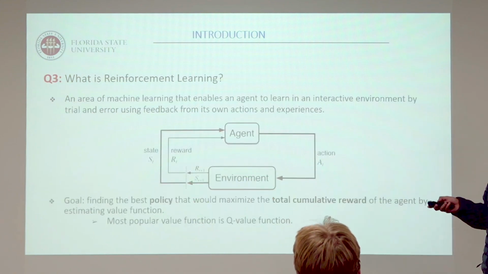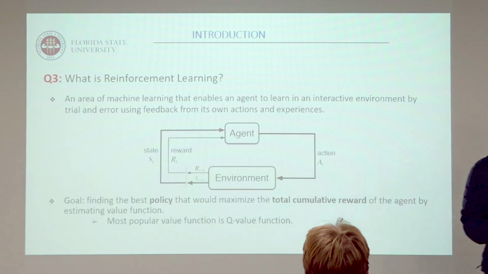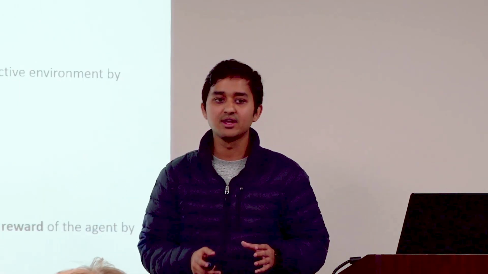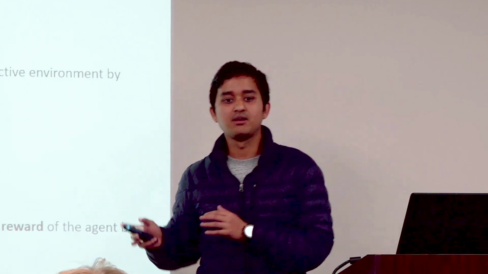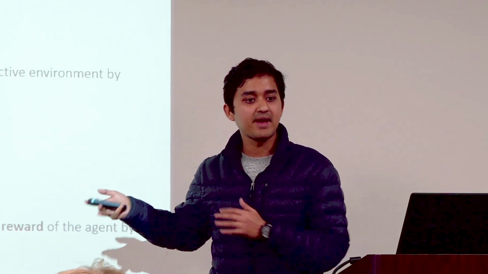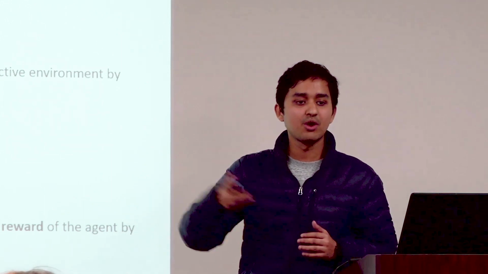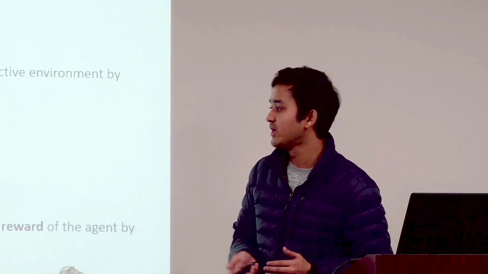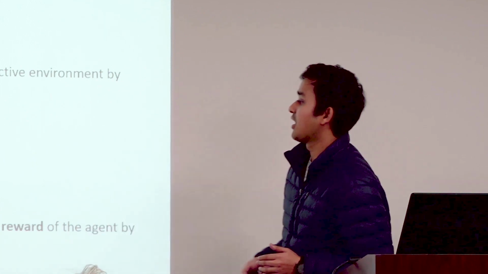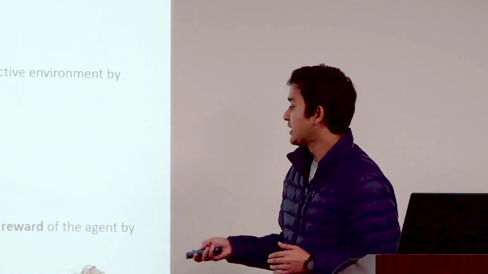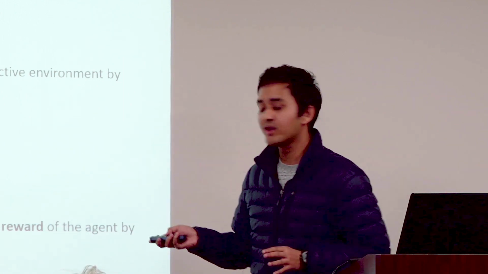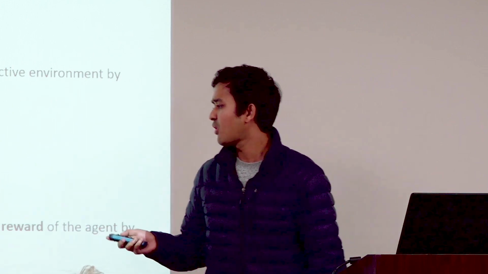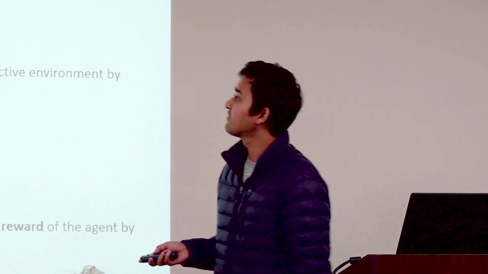Then another thing: what is reinforcement learning? It's a branch of machine learning. Here our agent interacts with the environment, takes some actions, and gets some reward back from the environment, and by this feedback it keeps improving itself. The goal is to maximize the total cumulative reward by having the best policy. There are many value functions like that. One of the most popular ones is the Q value function, or the quality value function.